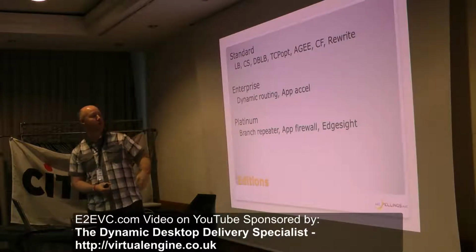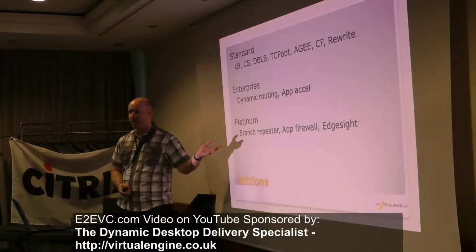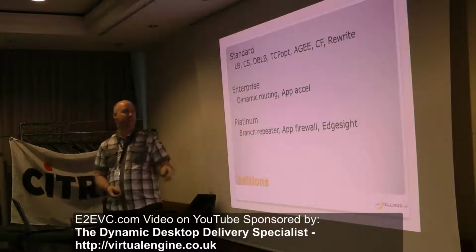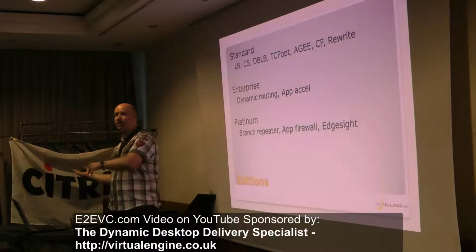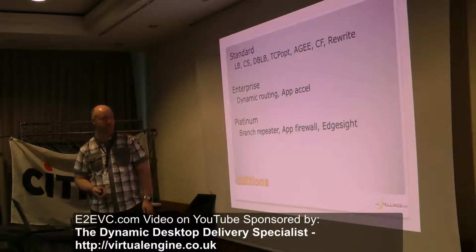Then you've got the Enterprise and the Platinum. Your Platinum stuff has things like the Branch Repeater clients, application firewall, and EdgeSight for NetScaler, so monitoring your back-end applications through EdgeSight.